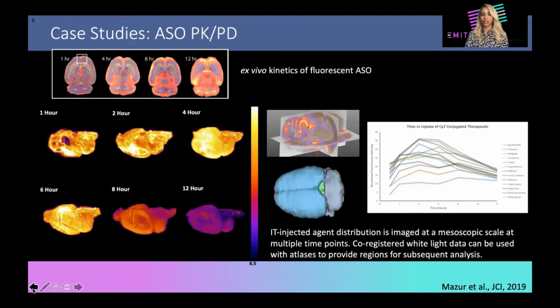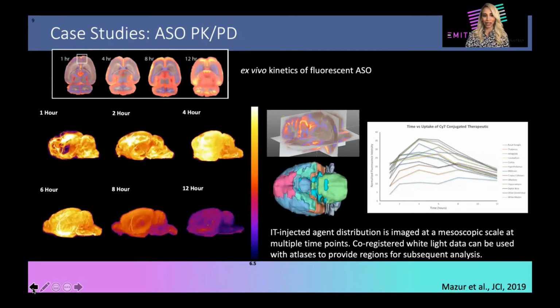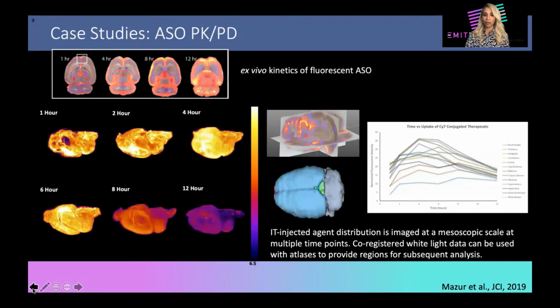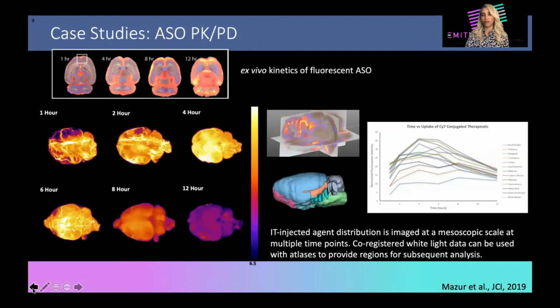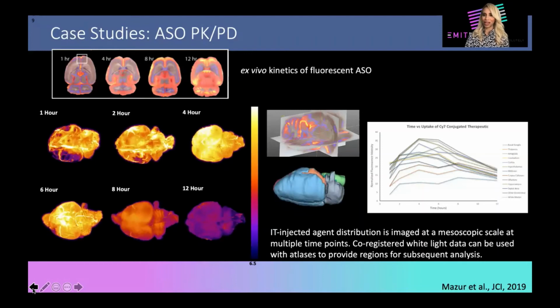Another great feature of the Xerra is that the fluorescent imaging is also co-registered with white light data that can be used with brain atlases to provide information about the anatomical distribution of a drug or reporter group and its subsequent analysis.